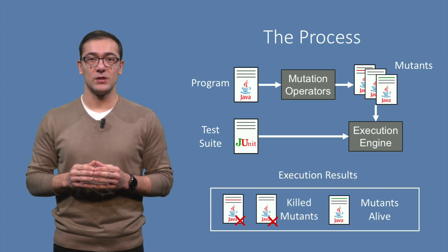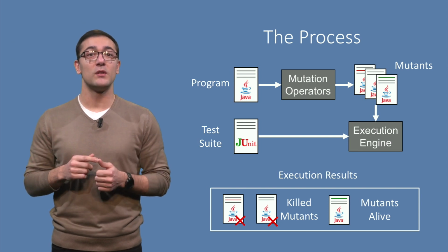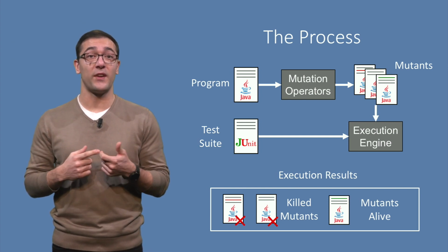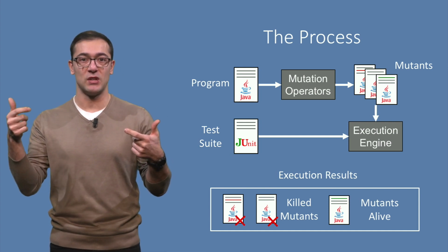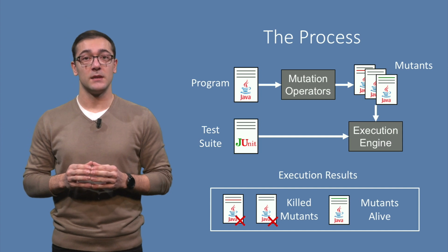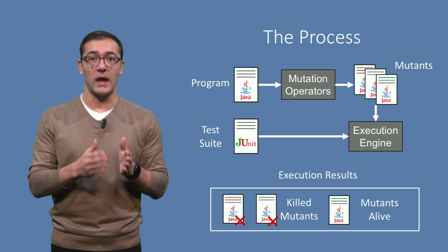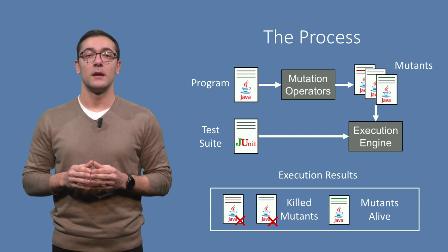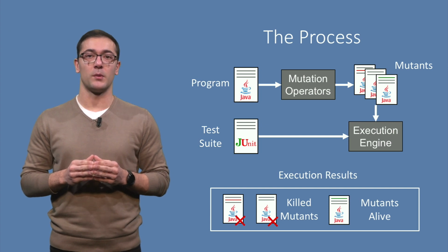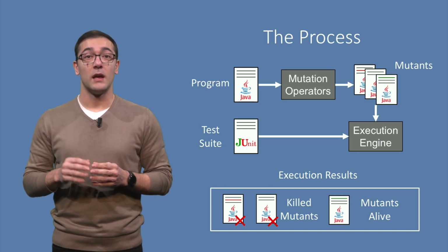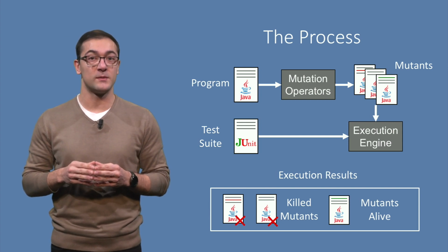Upon test execution, the mutants are classified in two categories. A mutant is killed if the test suite fails when executed against the mutant while it passes on the original program. Instead, a mutant is alive when the test suite passes on both the mutant and the original program. An adequate test suite should kill as many mutants as possible. However, as you will see later in this lecture, killing mutants is not always possible.